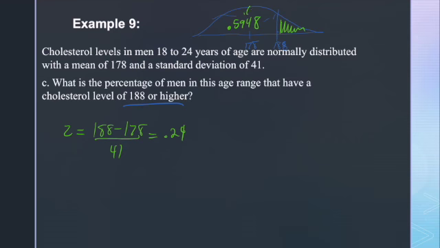0.5948. Let's go ahead and round that to 0.60. So I want to find the area over here. I know the area in my total normal curve is 1. So I'm going to take 1 minus 0.60, and that equals 0.40. So the percentage of men in this age range that have a cholesterol level of 188 or higher is 0.40, so 40%.